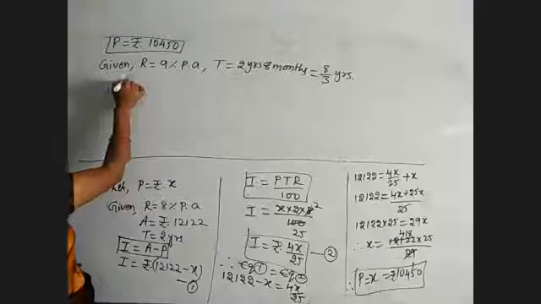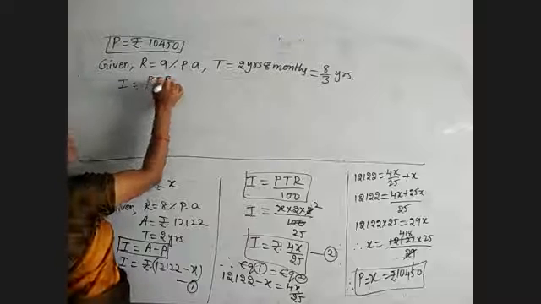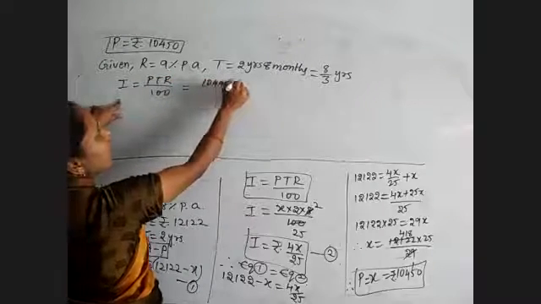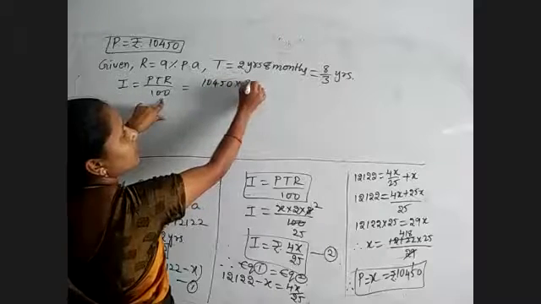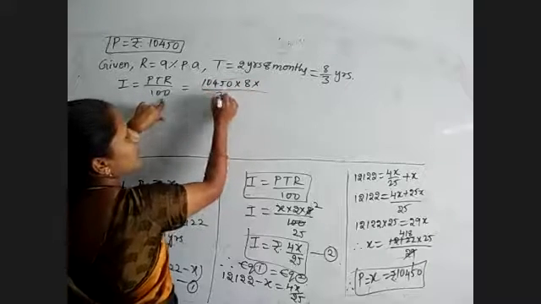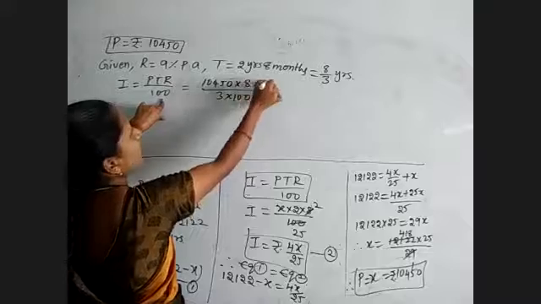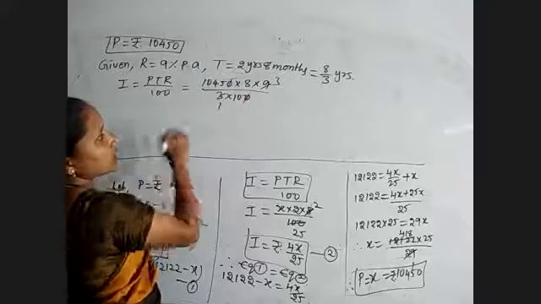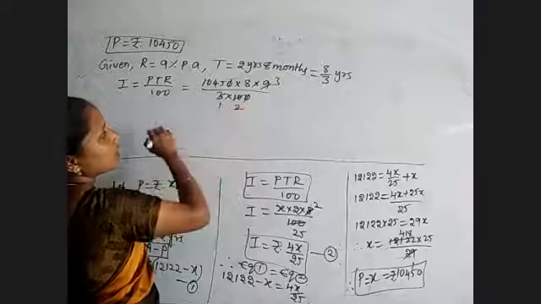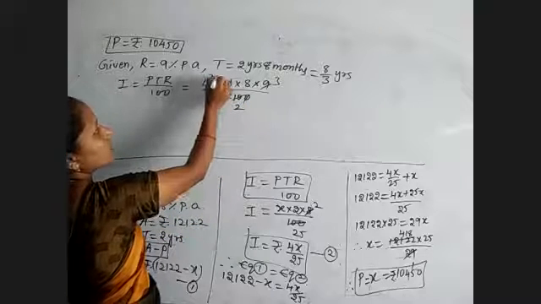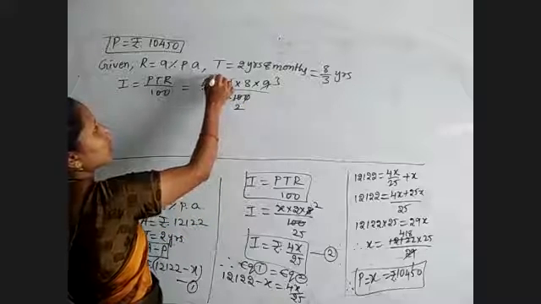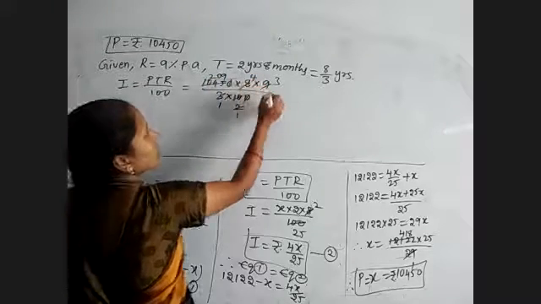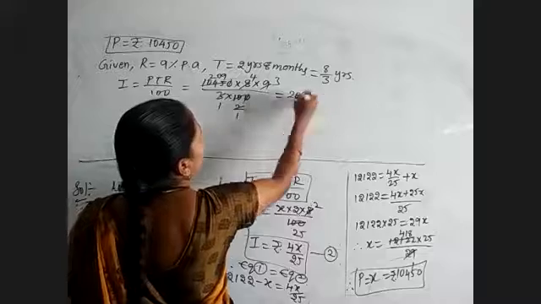So I will be equal to PTR by 100. That is equal to P value 10,450 into T value 8 by 3 into R value 9 by 100. So 3 threes are 9, 10 and 10 will get cancelled. 5 twos are 10, 5 nines are 45, 2 ones are 2, 2 fours are 8. So which is equal to 209 into 4 threes are 12.